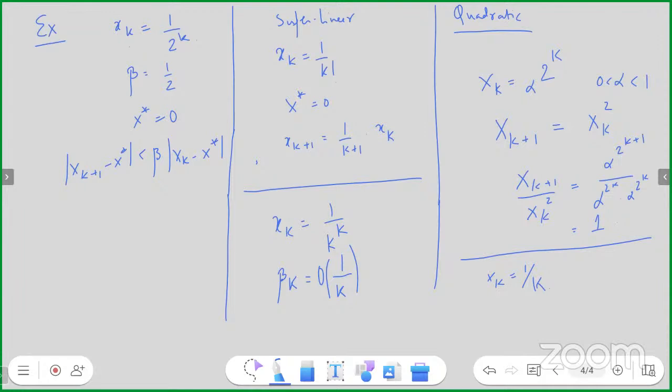So what is the ratio of the two sequences? 1 by k plus 1 divided by 1 by k. What is it? k over k plus 1. That's all you have to worry about. What kind of sequence is this?